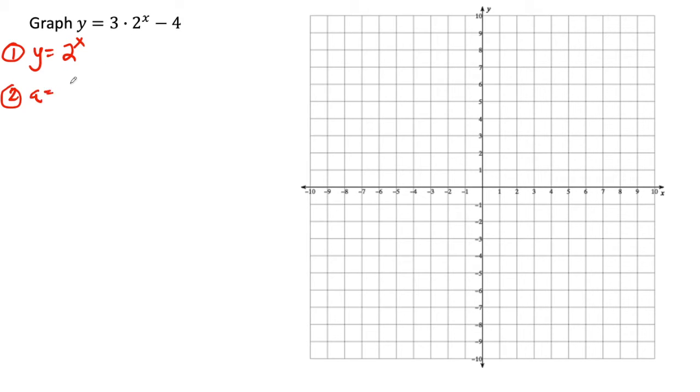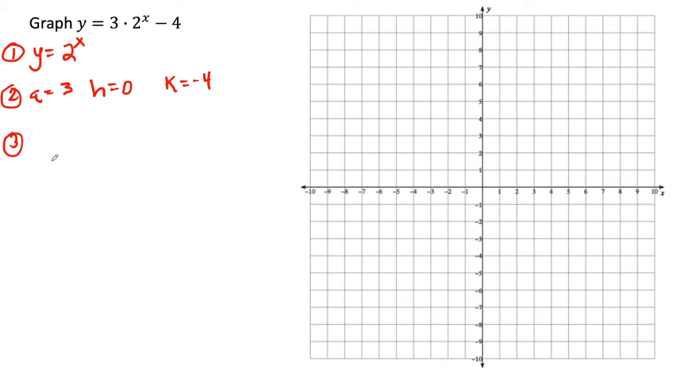Our a value is 3. Our h value is 0. There is no plus or minus h in our exponent. And then our k value is -4. And so it's going to shift everything down 4 units.